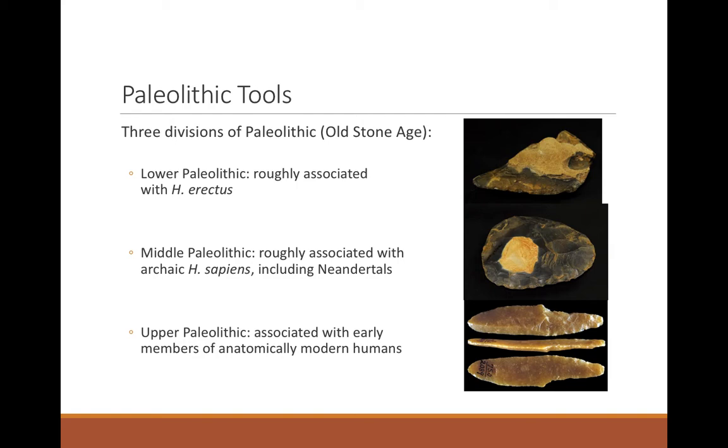We've got the Lower Paleolithic, or the oldest Old Stone Age, with the Acheulean tools of Homo erectus, pictured here on the top. We've got the Middle Paleolithic, with archaic Homo sapiens, including Neanderthals, and Mousterian tools, pictured in the middle. And then we've got the Upper Paleolithic, with anatomically modern Homo sapiens and their blade technology, pictured here at the bottom. Blade tools are functionally different, okay?